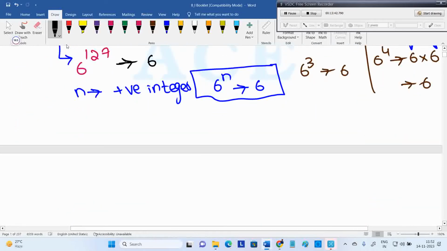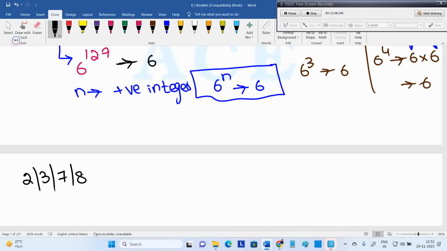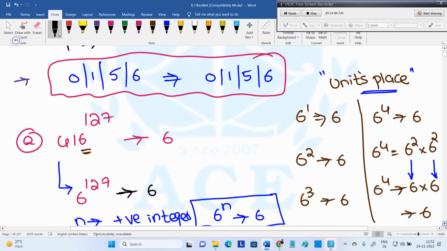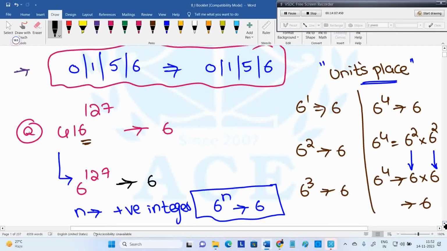Now, the difficulty is regarding 2, 3, 7, 8. They have cyclicity 4. What that cyclicity is will be discussed, but I hope you copied this so far. 0, 1, 5, 6 only will come, and 6 power n ends with 6 only. Up to here, please copy it. We'll go for the remaining part.